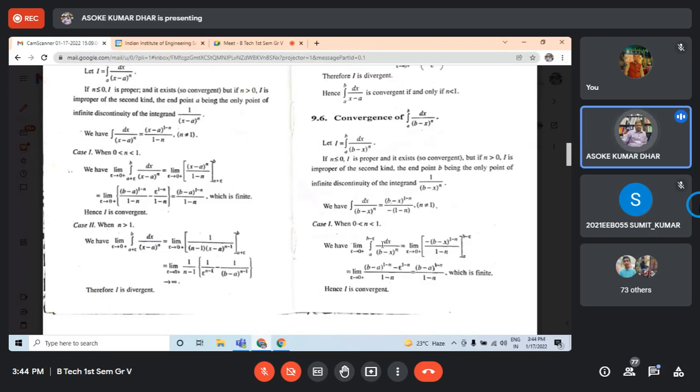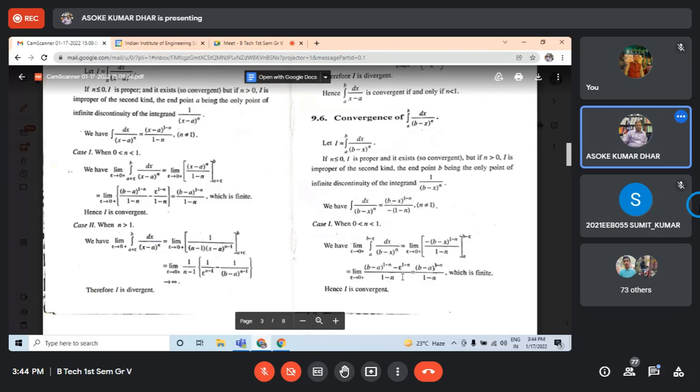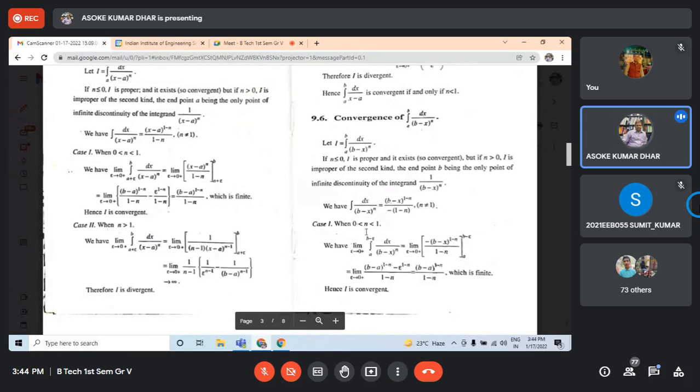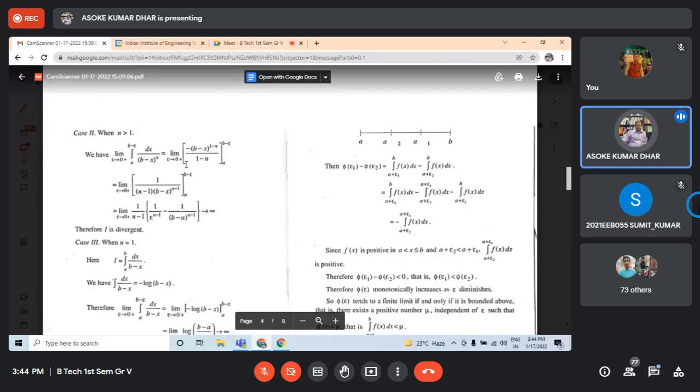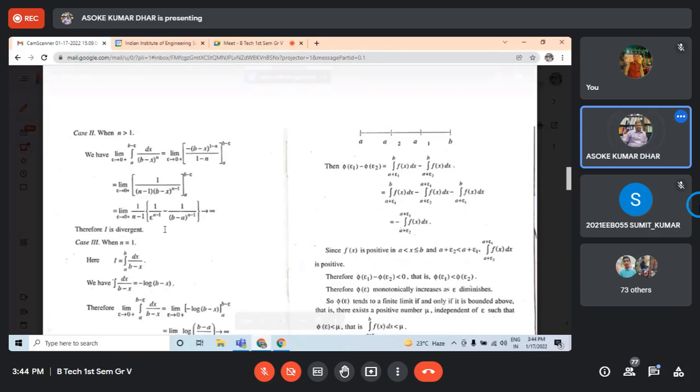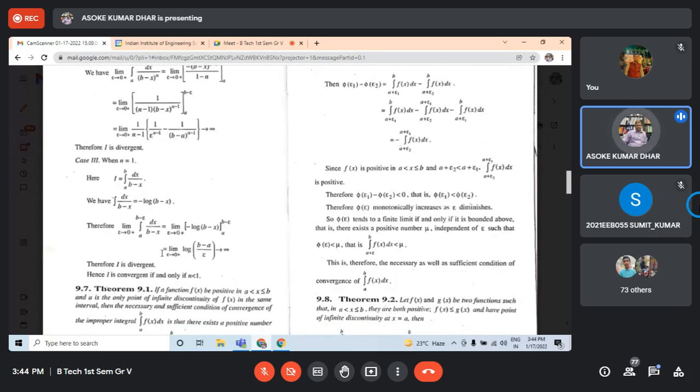So we take b minus epsilon and put in the value, and here we see that n is less than 1, so 1 minus n is greater than 0. So if we take epsilon tends to 0 plus, then the second term vanishes, 0. And so this takes the value this, which is finite, and therefore I is convergent for 0 less than n less than 1. For n greater than 1, similar procedure, epsilon tends to 0 plus, this is infinity. n minus 1 is greater than 0, so this is 0 plus, 1 by 0 plus tends to infinity, and so divergent. n equal to 1 is definitely divergent.